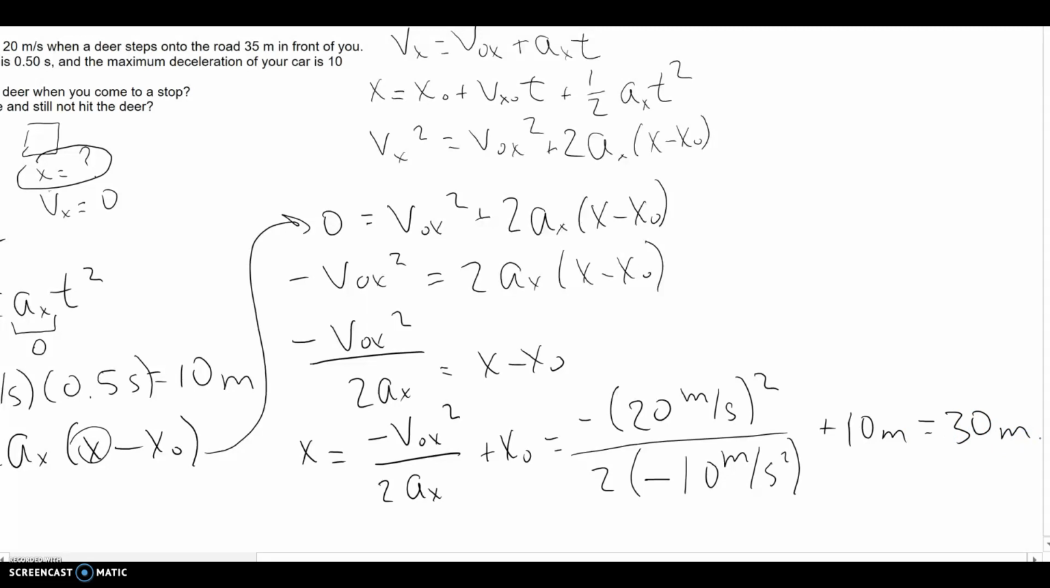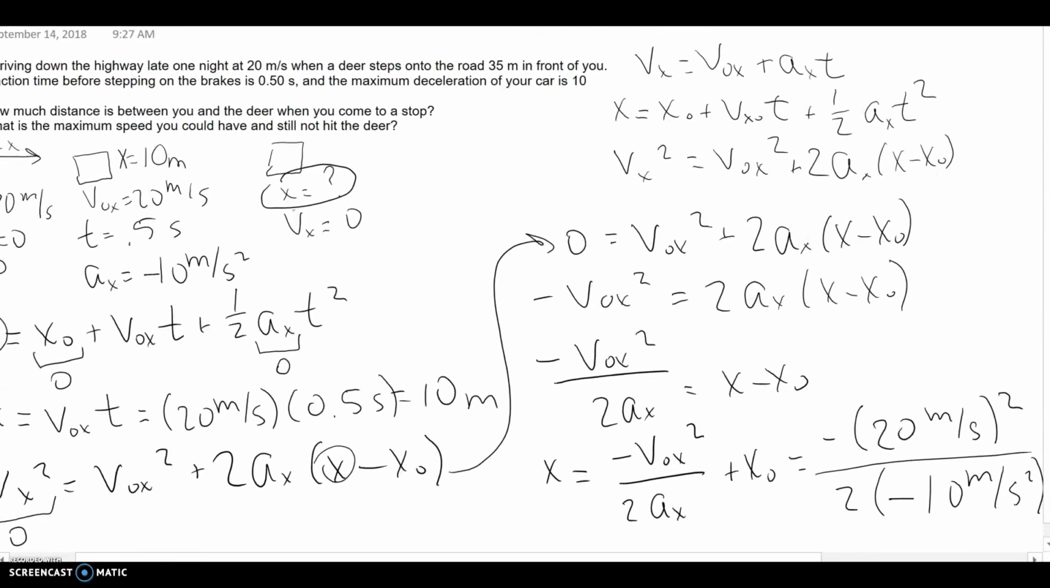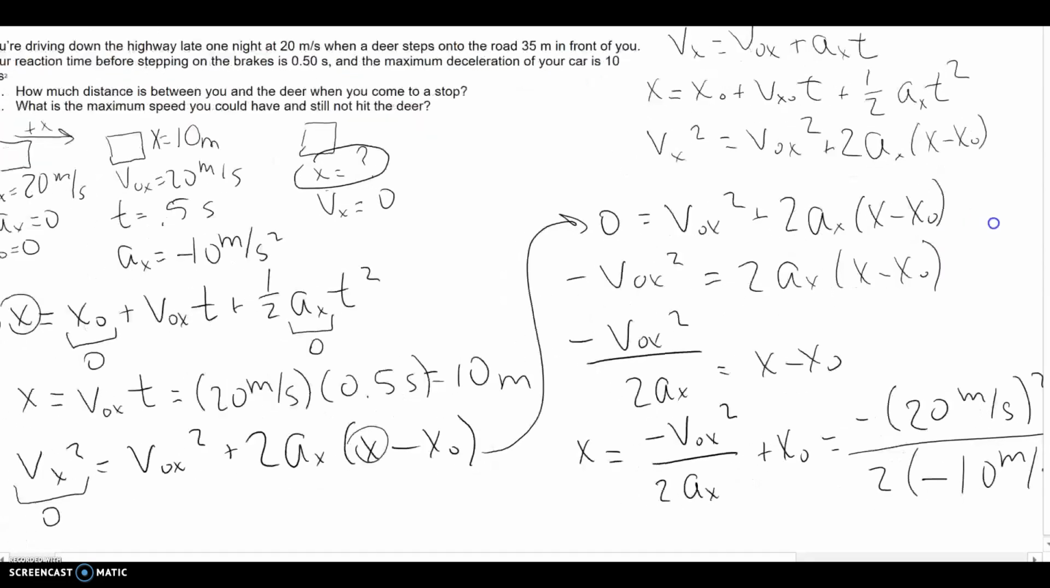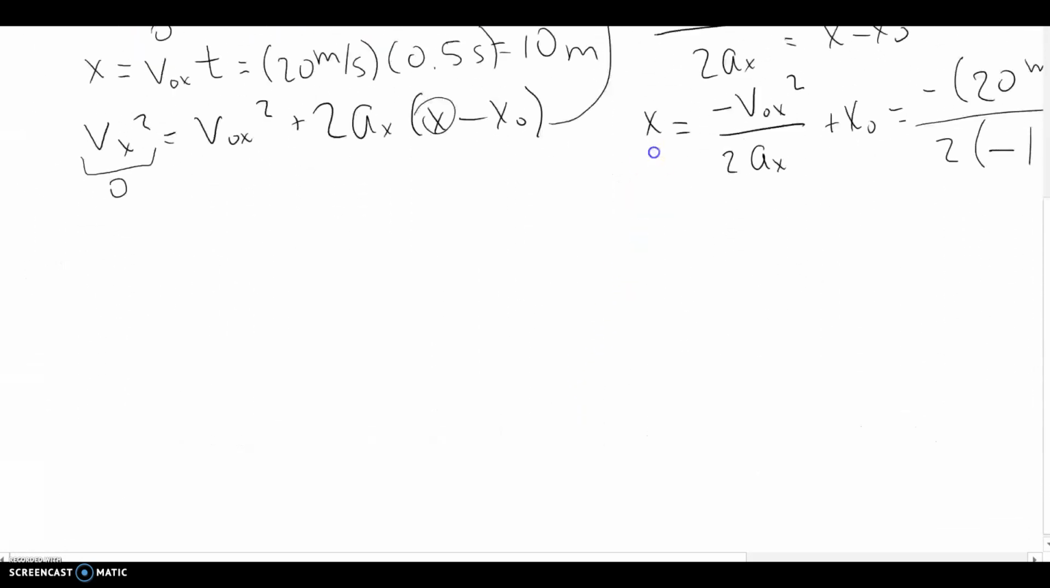All right, so what does that mean? How far are we from the deer when we come to a stop? It says the deer is 35 meters ahead of us, and we reached 30 meters. That means the deer is 5 meters away. Right? Moving on to part B, what is the maximum speed you can have and still not hit the deer?